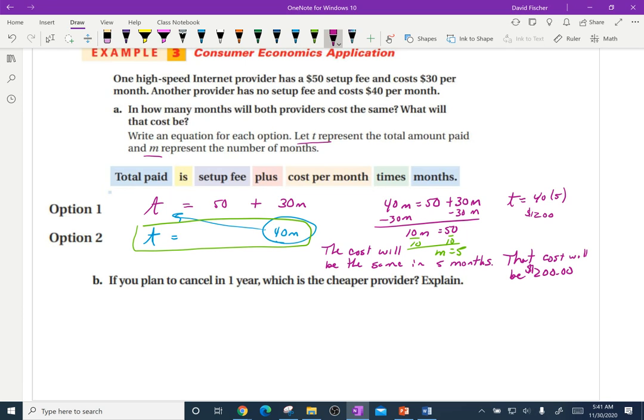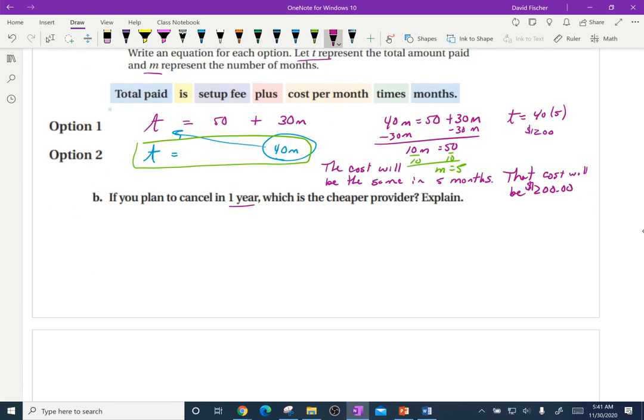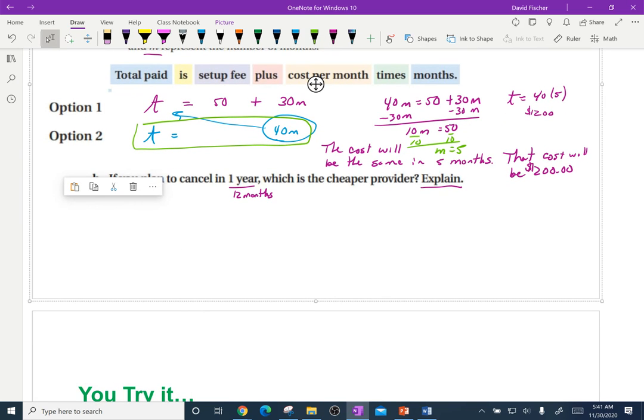Now they said if you plan to cancel in a year, which I know that 1 year is the same as 12 months, which is the cheaper provider, and explain. Now sometimes you can explain by showing your work. And so when they ask which is the cheaper, you also should state how much cheaper it is. We're trying to make some financial decisions here.